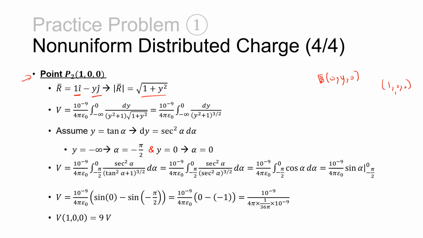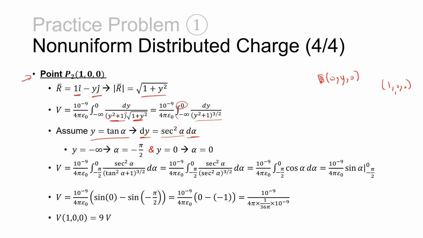Substituting in the voltage equation, luckily, this term and this term are the same, but this one is to the power of 1 and this one to the power of half. You can sum the powers together, and this reduces to y squared plus 1 to the power of 3 over 2. You use y equals tan alpha, take the derivative of both sides, this brings you dy, here the alpha, and the derivative of tan is nothing but secant squared.